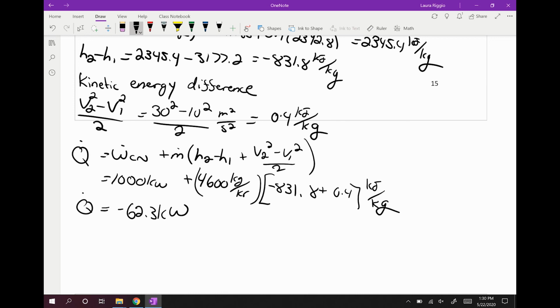First of all, our change in kinetic energy is only 0.4 kilojoules per kilogram compared to the 800-plus kilojoules per kilogram that happens to be our change in specific enthalpy, which is why we can neglect kinetic energy changes for our turbine. Secondly, our Q is only 62 kilowatts, so it's small relative to the 1,000 kilowatts worth of power that we are developing. So again, we typically ignore both heat transfer and kinetic energy changes for a turbine.